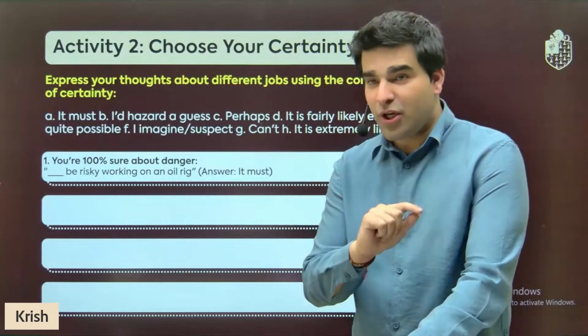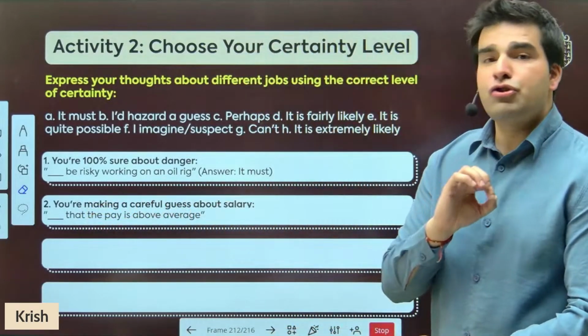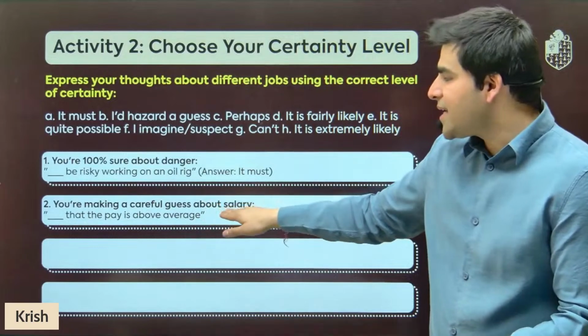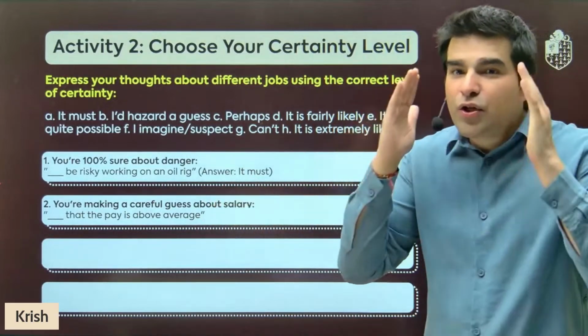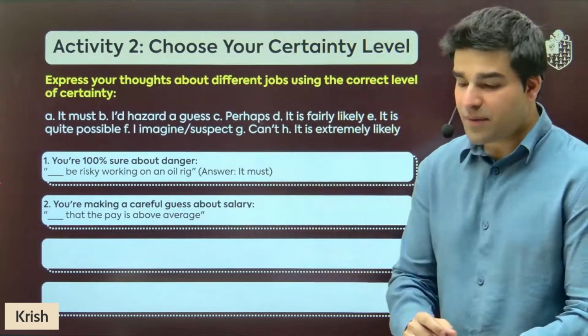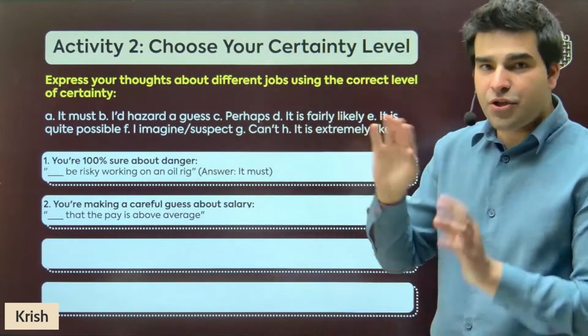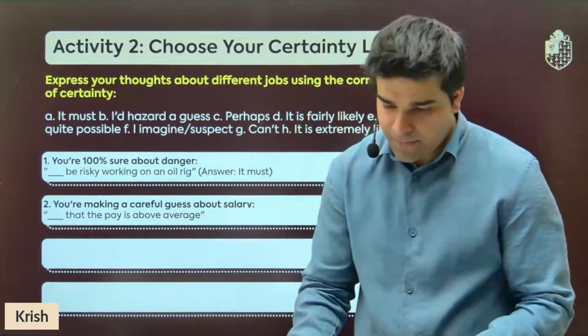The next one you have to do yourself. Sentence number 2 is, so you're making a careful guess about salary. So what phrase will you use from this list? You can simply write 2 and then the letter of the alphabet. You don't have to write the complete sentence.